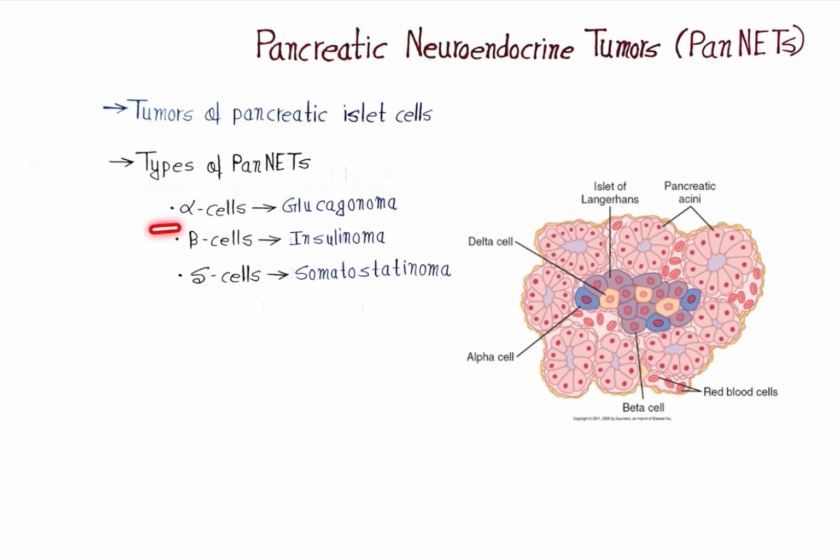Like the tumor of alpha cells is known as glucagonoma, the tumor of beta cells is known as insulinoma, and the tumor of delta cells is known as somatostatinoma. So, out of all these, insulinoma is the most common type of PanNET, and we will discuss insulinoma in detail. But before starting insulinoma, let's discuss a bit about the pathogenesis of pancreatic neuroendocrine tumors.